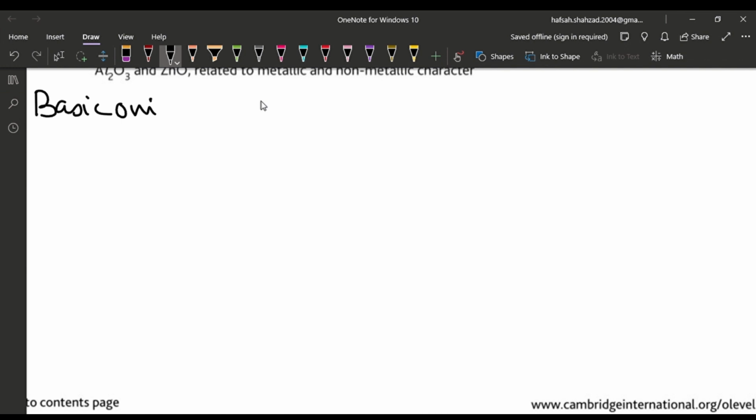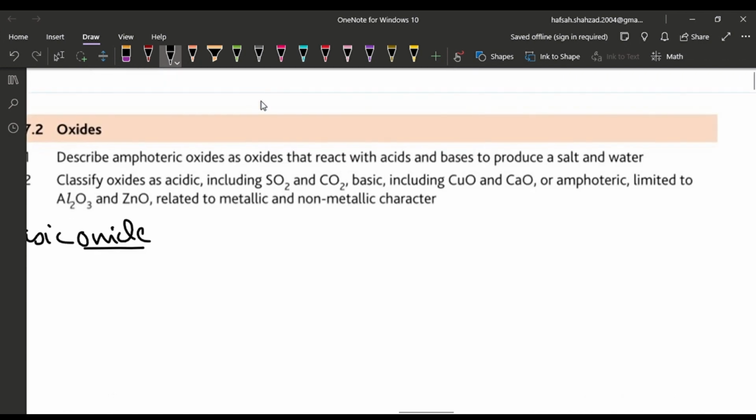Basic oxides, what is an oxide? Oxide is basically any compound that has oxygen in it, right? A basic oxide is something that has a pH of above 7 and it would react with acid to form salt and water. Metal oxides are basic oxides. Examples included in the syllabus are copper oxide or calcium oxide. These two have a pH above 7 and they react with acids to form salt and water.